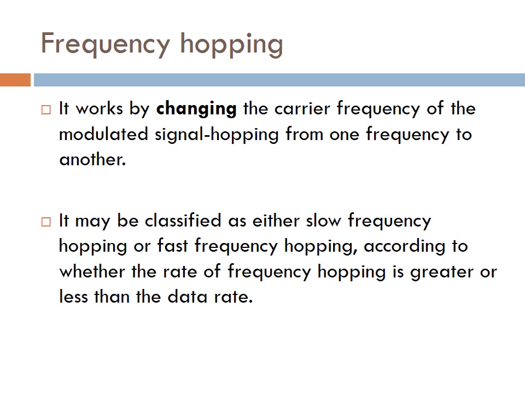So frequency hopped spread spectrum, as its name implies, works by changing the carrier frequency of the modulated signal, hopping from one frequency to another. It may be classified as either slow frequency hopping or fast frequency hopping, according to whether the rate of frequency hopping is greater or less than the data rate.